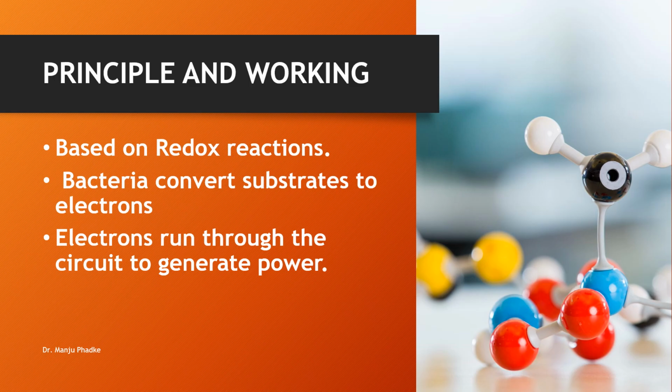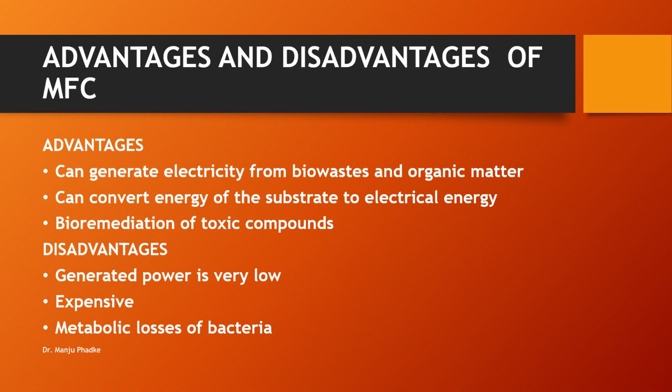The protons move to the cathode through the exchange membrane, while the electrons are transferred from the anode to the cathode by an electrical circuit. At the cathode, the protons and electrons are consumed, they are combined with oxygen and they form water. Thus, chemical energy is converted to electrical energy. There is a potential difference that is set up between the anode and the cathode, generating electricity.